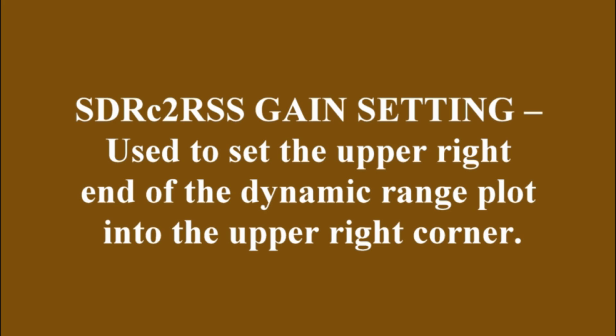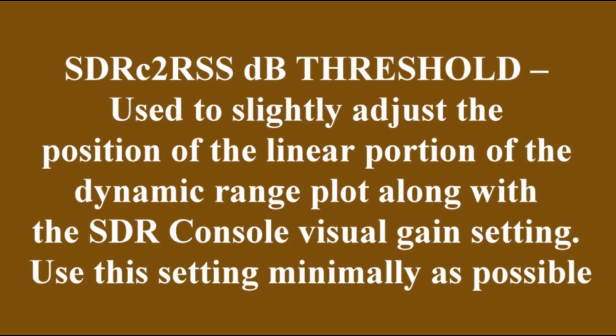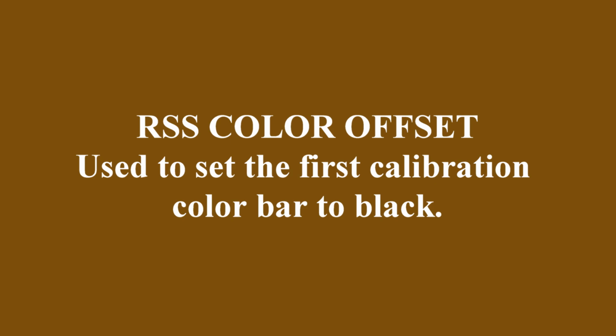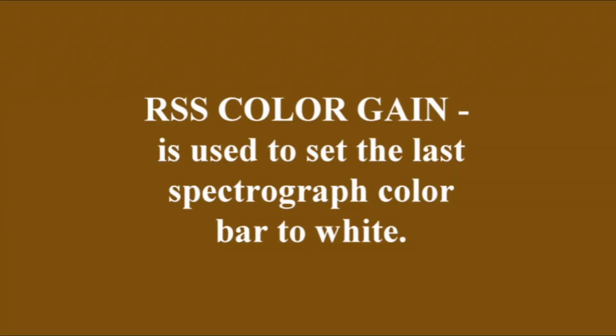The SDRc2RSS gain setting is used to set the upper right end of the dynamic range plot into the upper right corner. The SDRc2RSS dB threshold is used to slightly adjust the position of the linear portion of the dynamic range plot, along with the SDR Console visual gain setting. Use this setting minimally as possible. The RSS color offset control is used to set the first calibration bar to black. The RSS color gain is used to set the last calibration color bar to white.